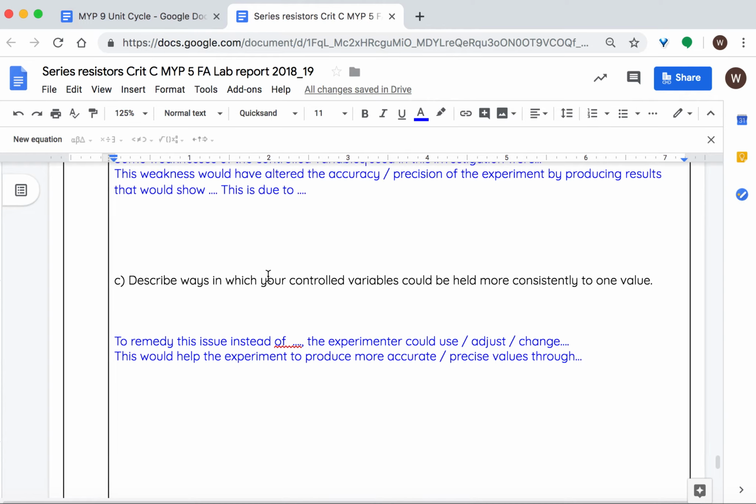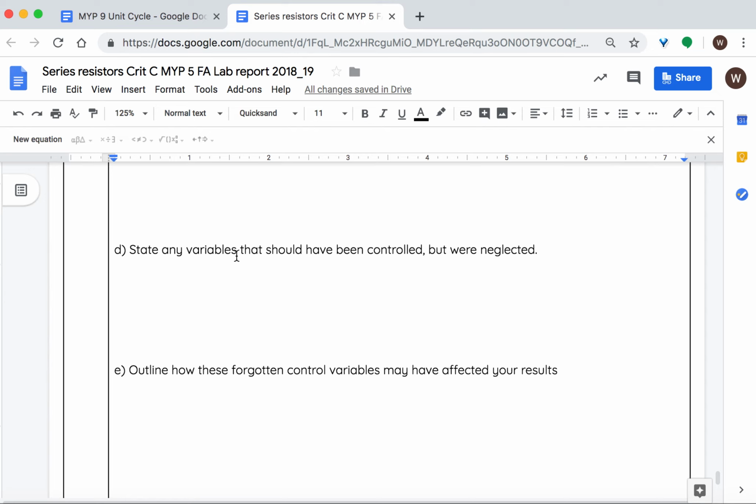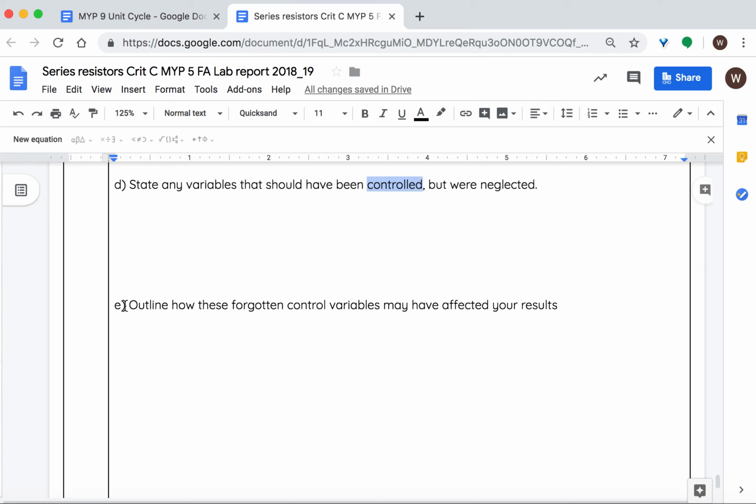Same thing, describe ways in which your controlled variables could be held more consistently to one value. Again, this is help for the experimenter in the future. What could they do differently to make sure that their controlled variables stay the same? All right, variables you should have controlled but didn't. So maybe you have to change the temperature. These should be real things, not made up things. You won't always have things that you should have had controlled but forgot. It's just true. And last thing, outline how these forgotten variables might have affected your results.